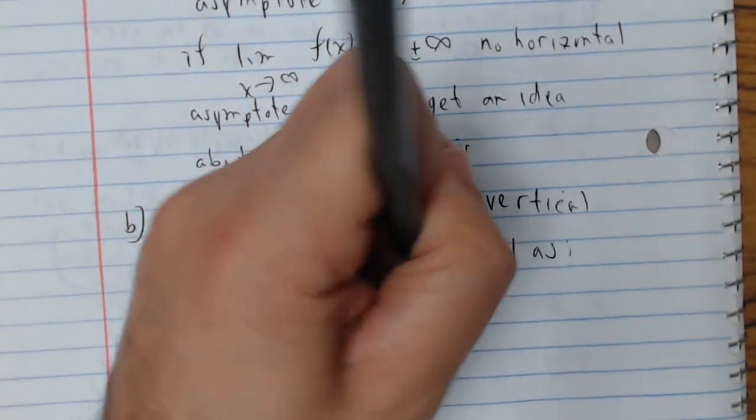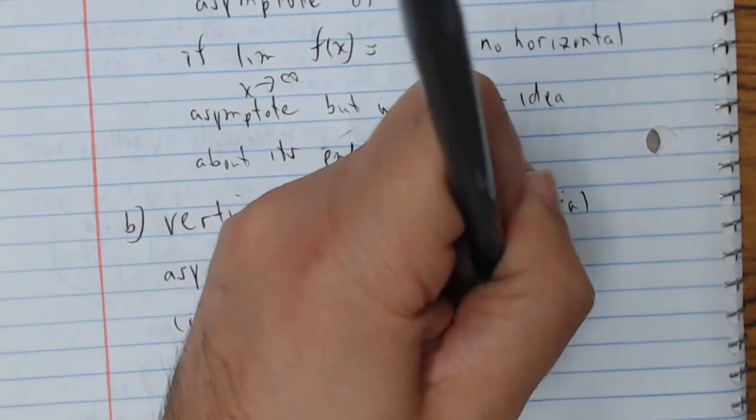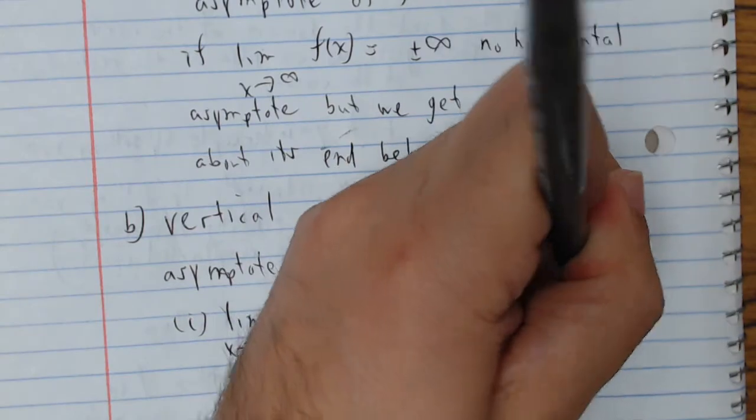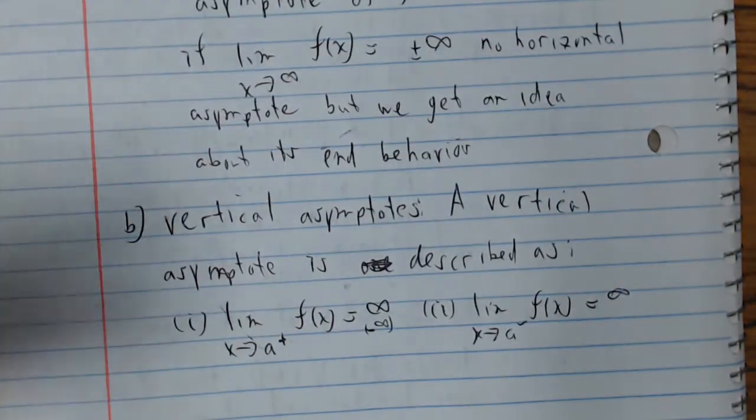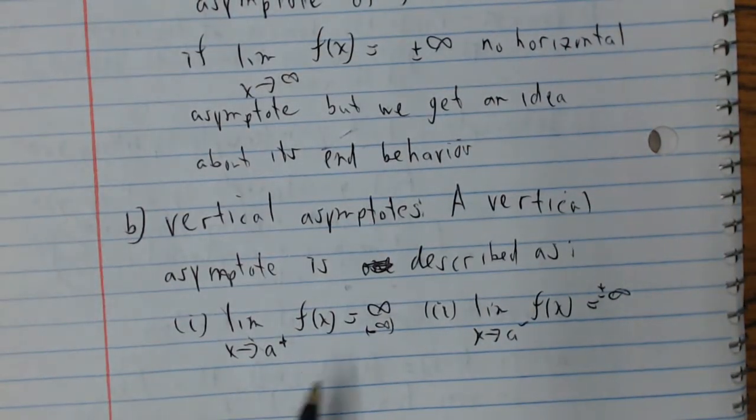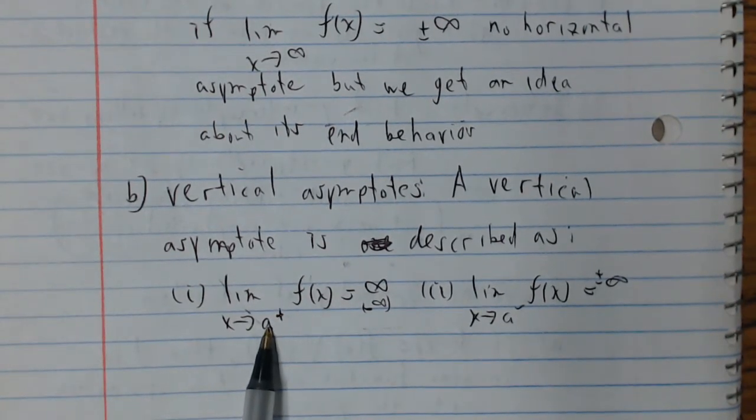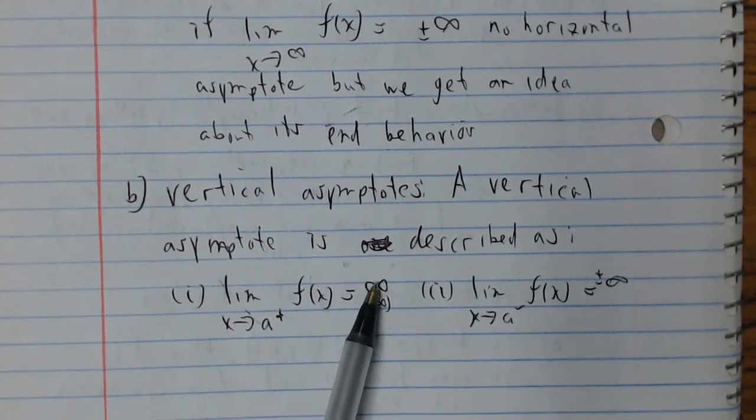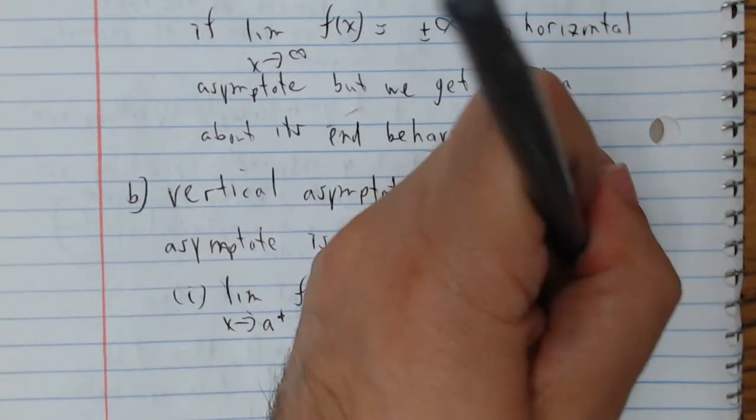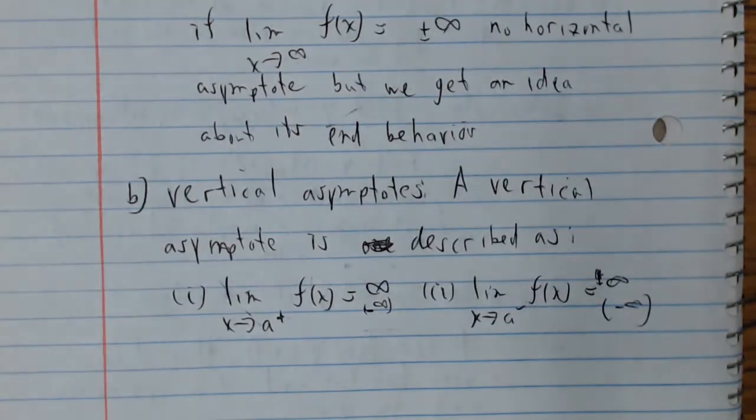Or, if I approach a from the left side, my function goes to some sort of infinity, plus or minus infinity, one or the other. Okay, so that's what happens. Vertical asymptotes come about when you approach a fixed number and your function either goes up to infinity or negative infinity. Same thing here if you approach a from the left side.